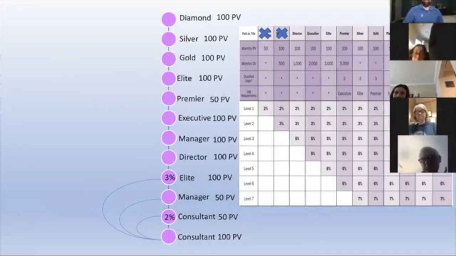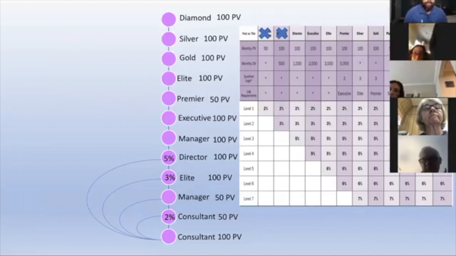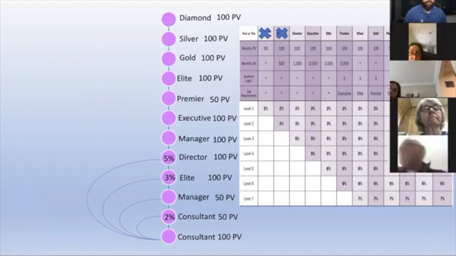All right, we'll keep going. Okay, so now we've evaluated our first 2 levels. Now we're going to continue to move up our organizational tree, and we're going to look for a director with 100 PV. And we see that the person right above that does meet the rank requirement. They meet the OV requirement. So they are paid 5% of that initial consultant's 100 PV order. And so that takes care of that column.